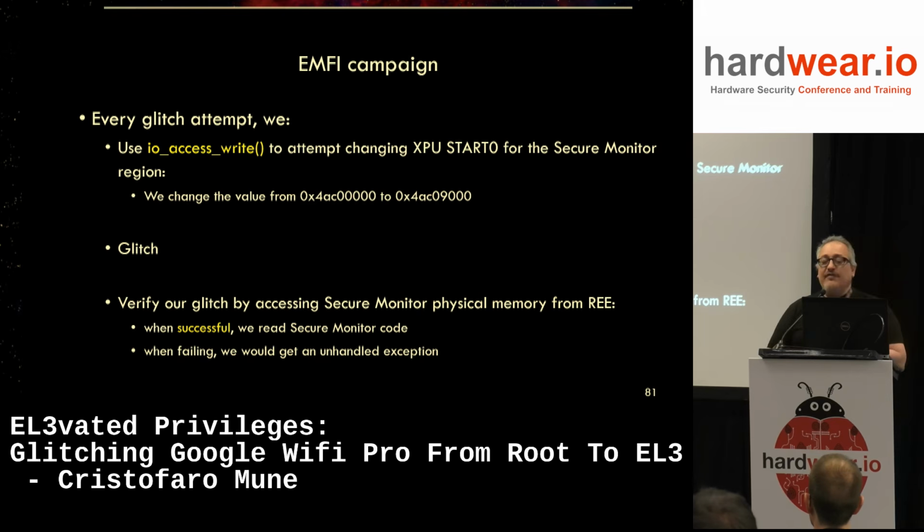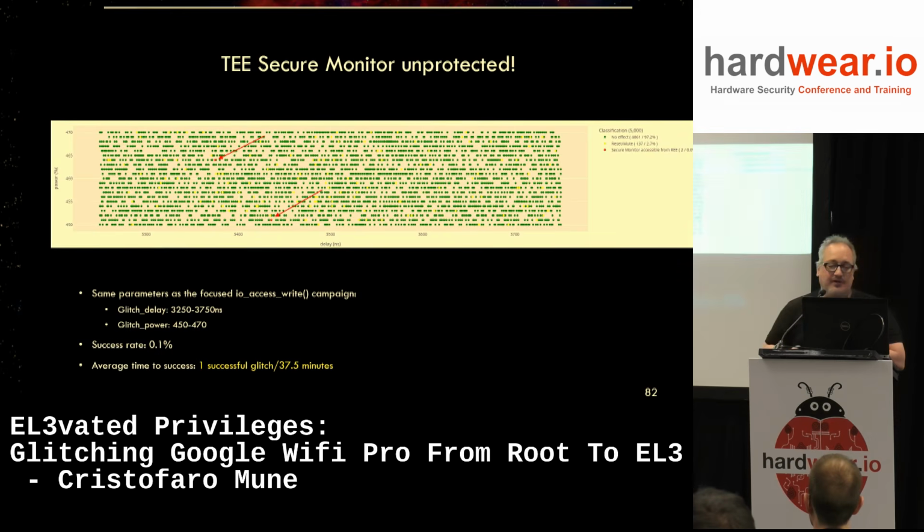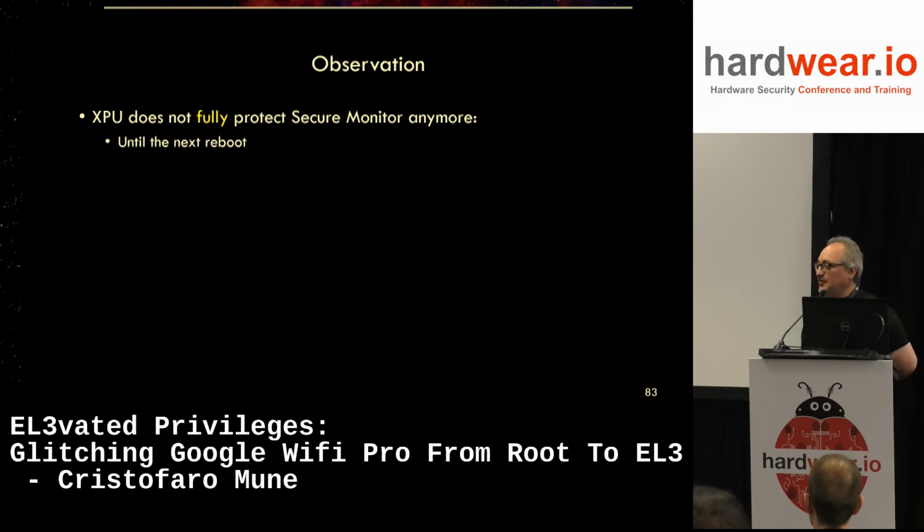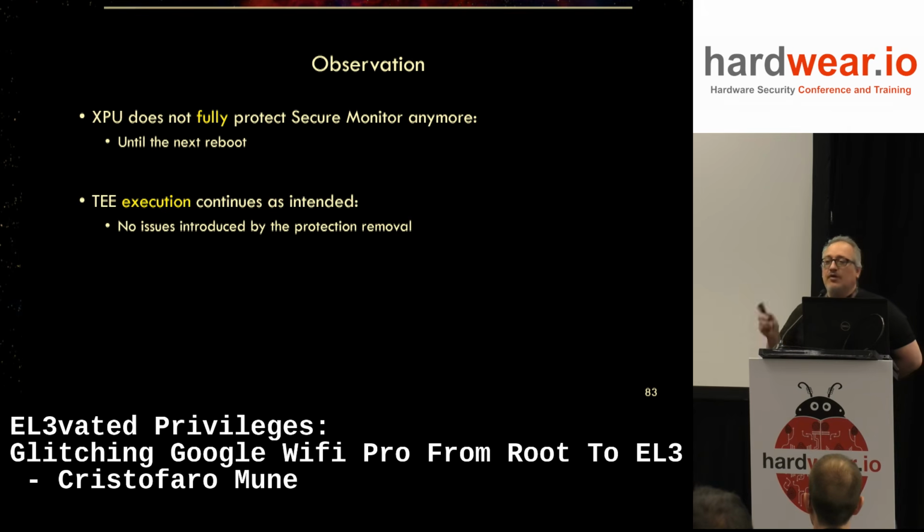We glitch, and we verify that we are successful just by trying to read and write the secure monitor memory. Again, long story short, we are successful every 37 minutes. So this means that we remove the protection on the XPU once and for all, and this stays there until the next reboot. So once we have one successful glitch, we can read and write the monitor from RE. It turns out the TE continues executing as intended, because it does not even know that the protection has been removed.